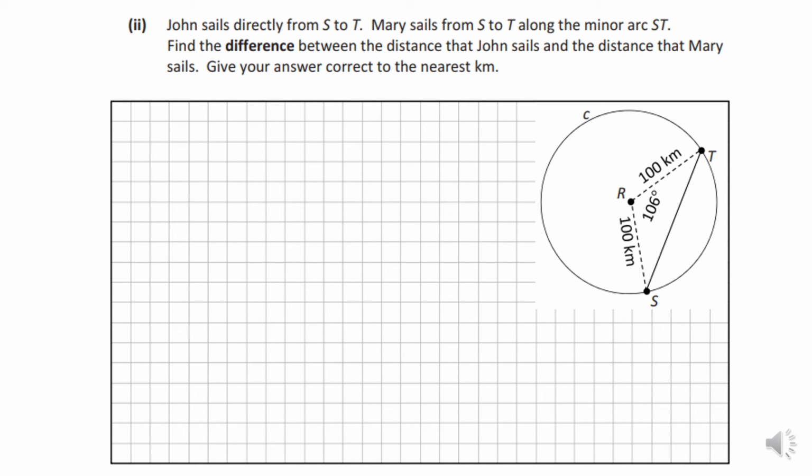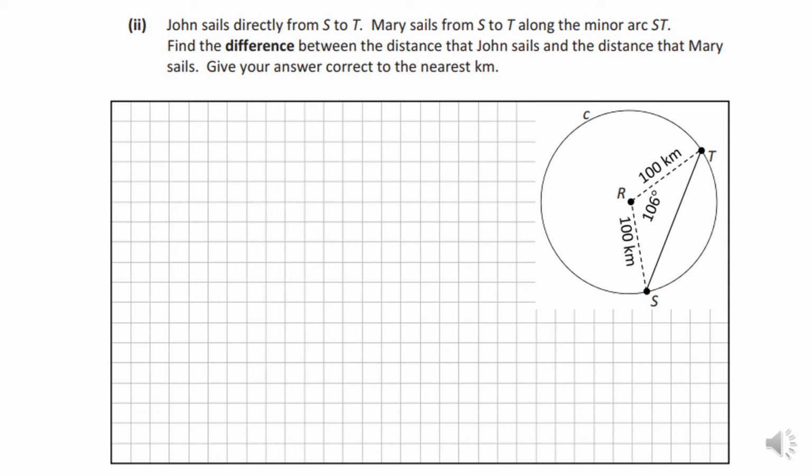Okay, so the next part says that John sailed directly from S to T. Mary sails from S to T along the minor arc ST. Find the difference between the distance that John sails and the distance that Mary sails. Give your answer correct to the nearest kilometer. Okay, so what's going on here?